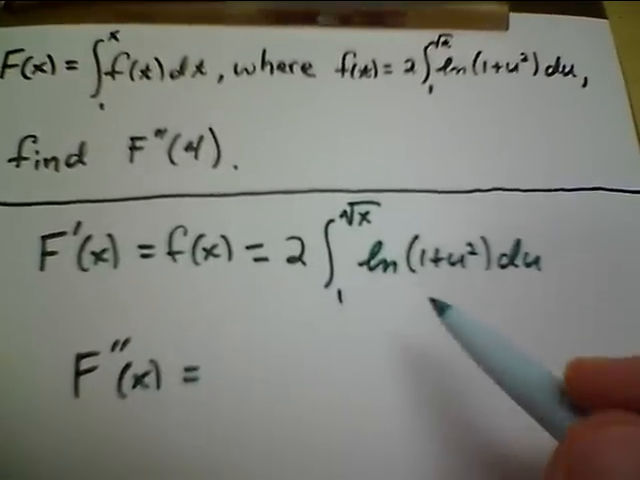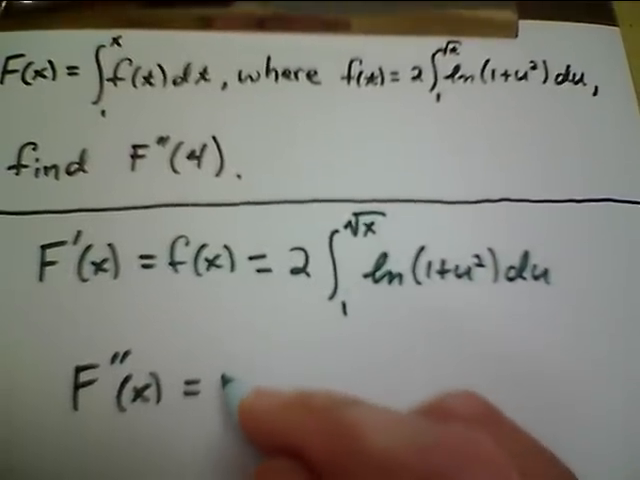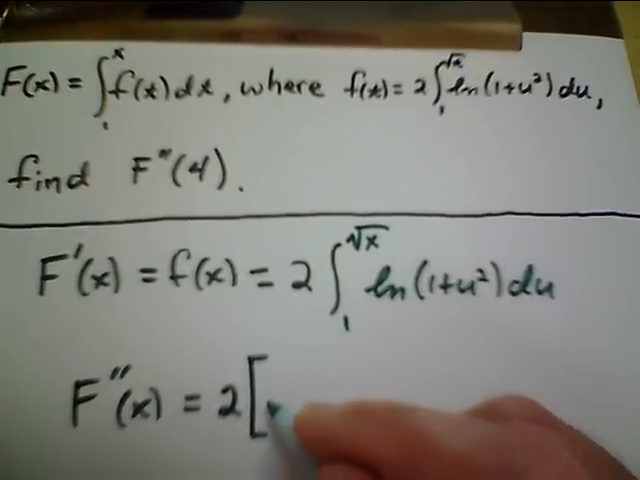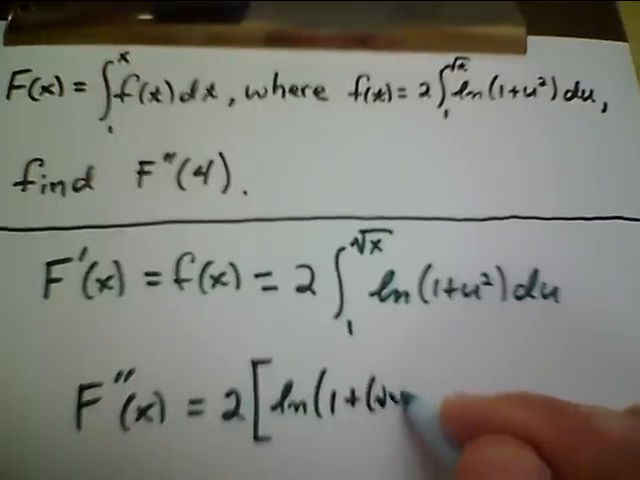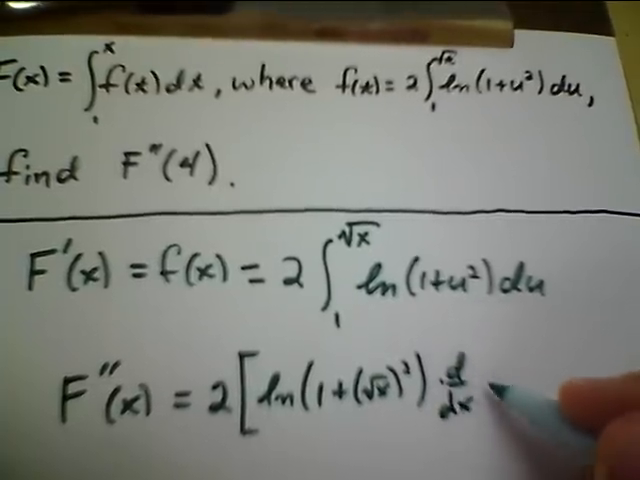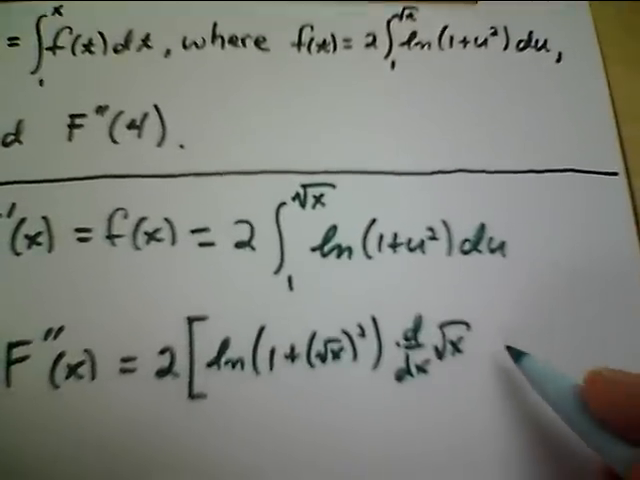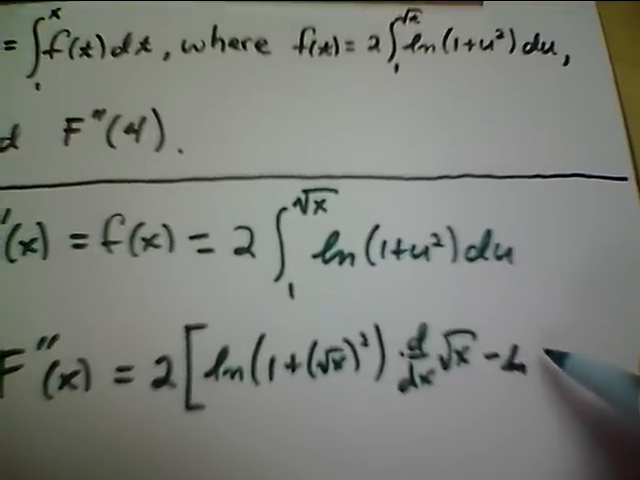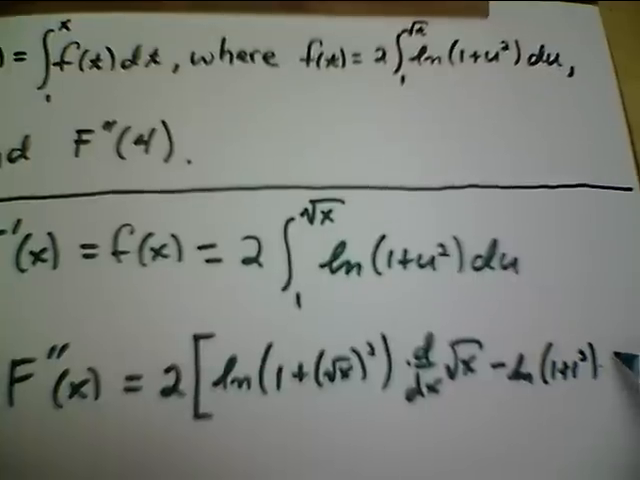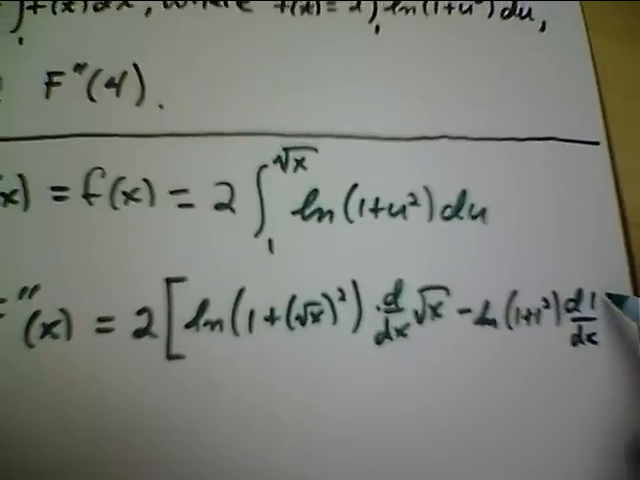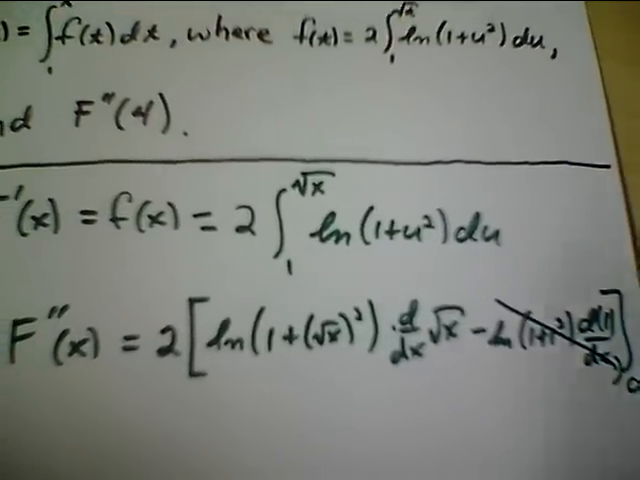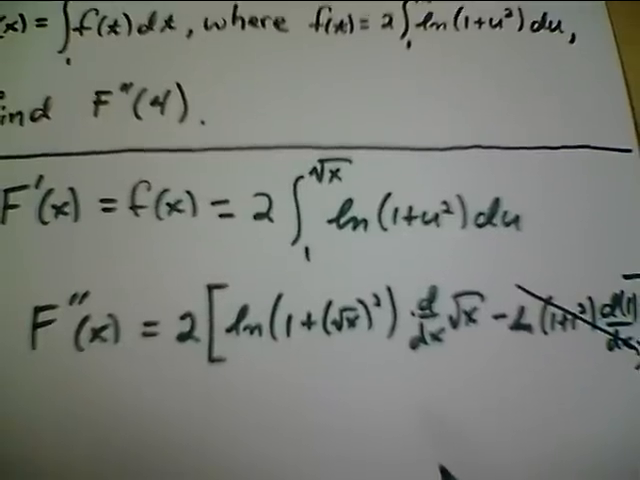Now I have to compute F double prime of x, and once again I use the fundamental theorem of differential calculus. So I have a 2, and here I just input the limit of integration, natural log of 1 plus the square root of x squared. But then I have to multiply by the derivative of the upper limit, and then I subtract the natural log of 1 plus 1 squared, but then I'll be multiplying by the derivative of 1 with respect to x, and this term is going to be 0 because the derivative of 1 is 0. That's the same reason we don't have a second term here, an f of 1 term.